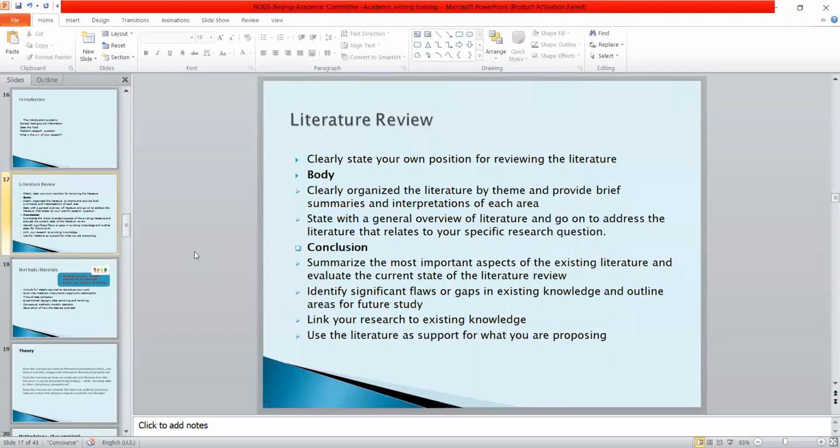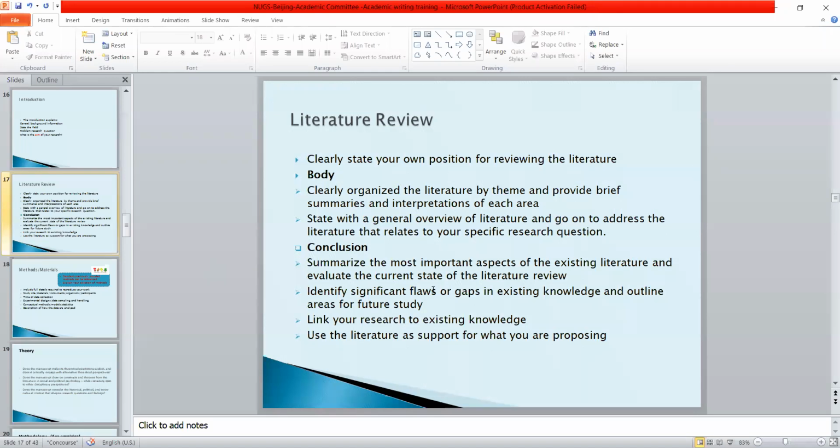So for instance, if I've been sent papers to review, and somebody decides to write a literature review and it just blankets, you are not able to distinguish idea A from idea B, then I have a challenge. So your literature review must be organized in themes, and the themes must be based on your research questions, the answers that you are trying to find. Then start with a general overview of literature, go on and address the literature and relate how it relates to your specific research question.